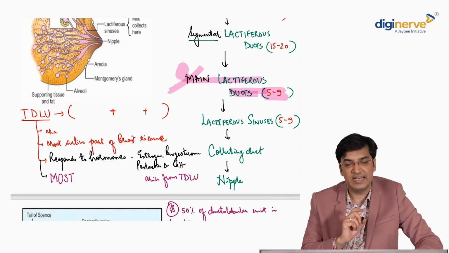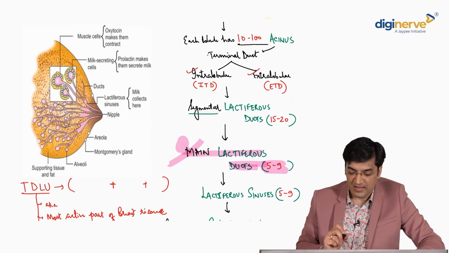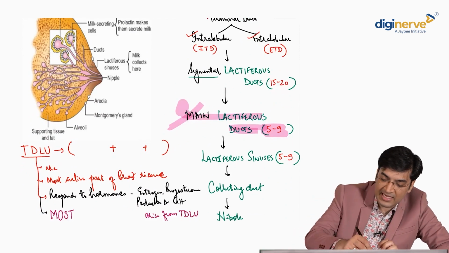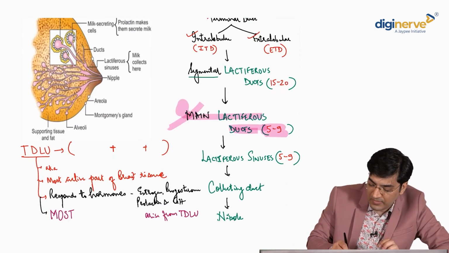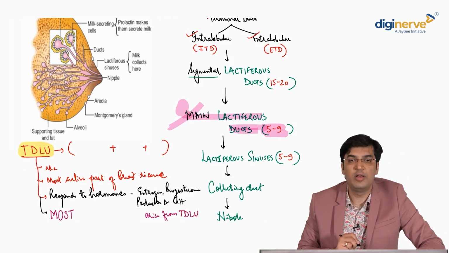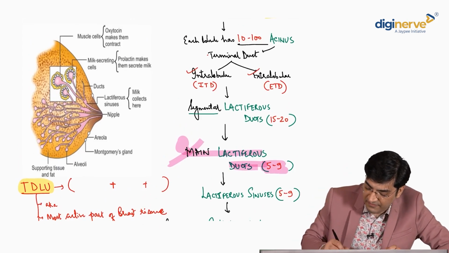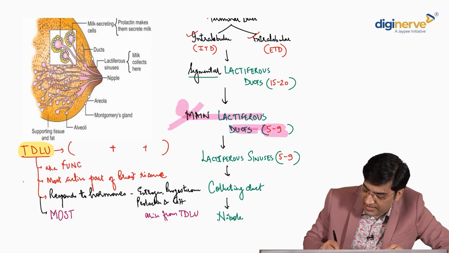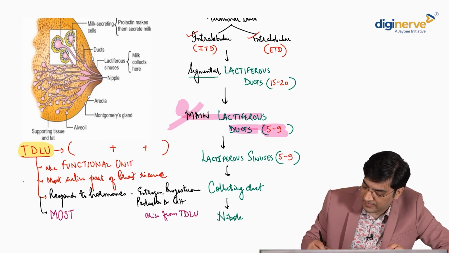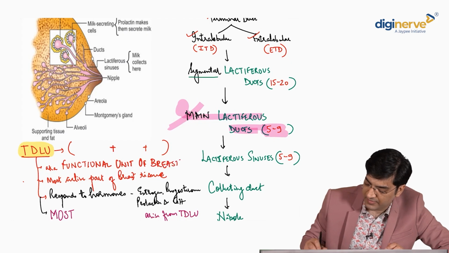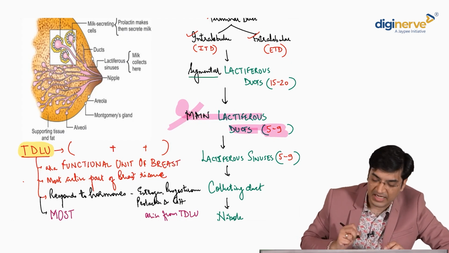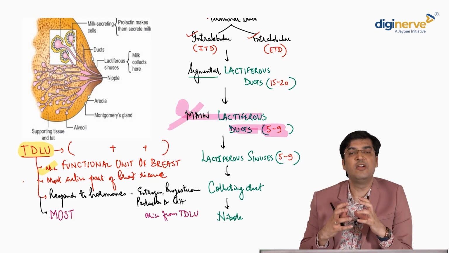Now, what is critically important here for you to know? The concept of TDLU. What is TDLU? TDLU stands for terminal ductal lobular unit. That is also called the functional unit of the breast. Functional unit of breast. First MCQ, which is the functional unit of the breast? It is TDLU. What is this TDLU made up of?